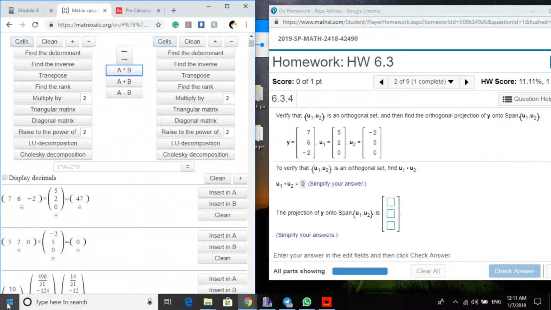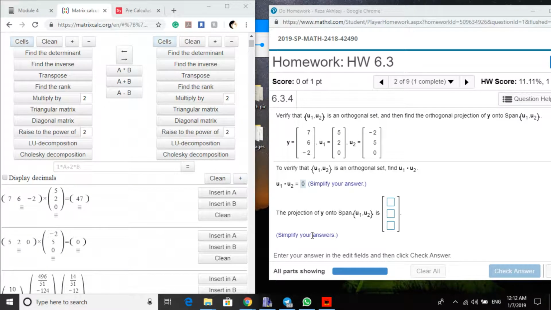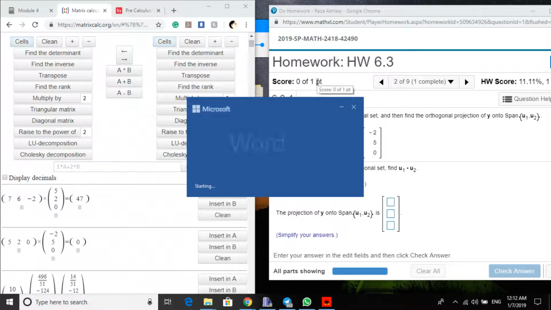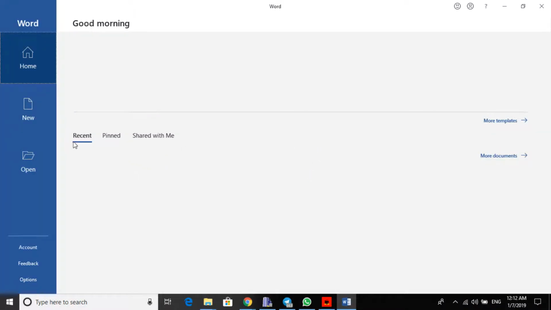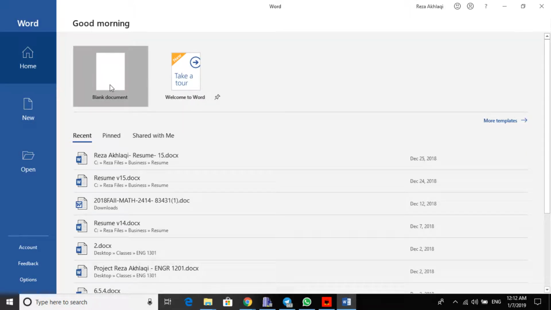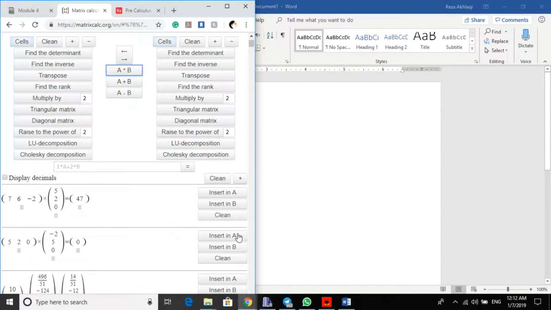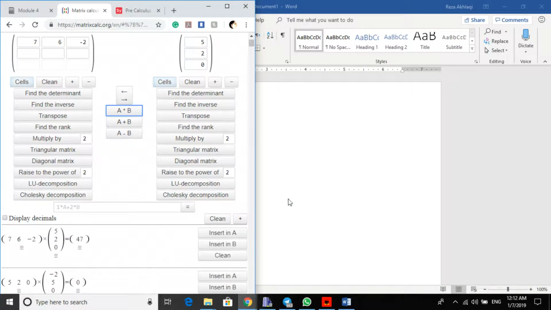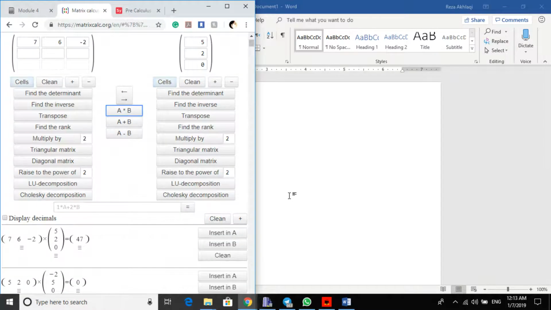Here we have 47. Let me open a Word file, which probably helps to remember everything. So y times u1 is equal to 47.